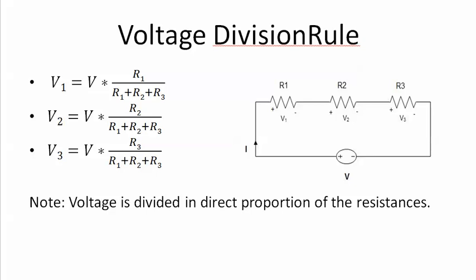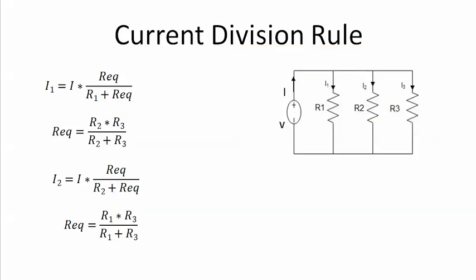Now going to current division rule. Here the total current is I. We can find out I1, I2, I3 if we know I, R1, R2, R3. So I1 is equal to total current into R equivalent by R1 plus R equivalent. So what is R equivalent? If you have to find out the current through resistance R1, total current into R equivalent of other two resistances, that is R2 and R3. So R2 R3 by R2 plus R3 is R equivalent, divided by R1 plus R equivalent.